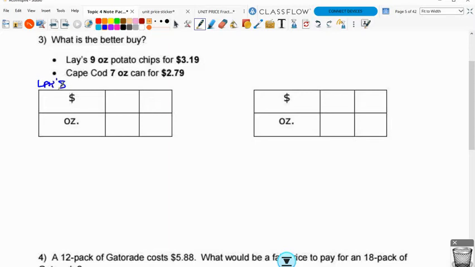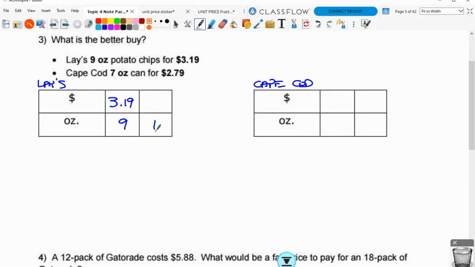I'll put Lay's right here. I'll put Cape Cod on this one. And let's start with the Lay's potato chips. They told us that the price was $3.19, and that was for 9 ounces of chips. We need to figure out what the price is for 1 ounce. The price per ounce is going to be our unit price in this example.